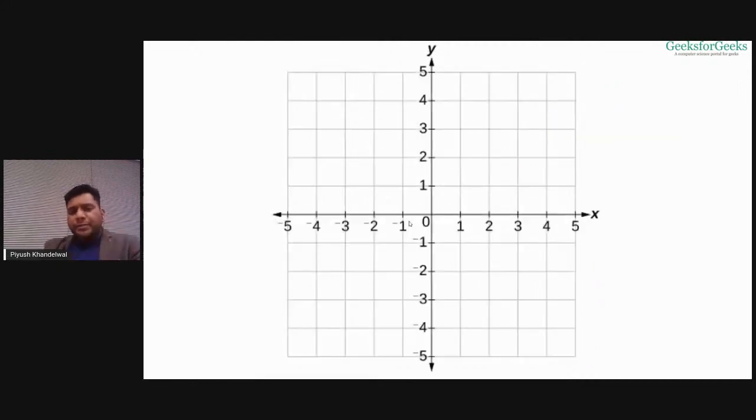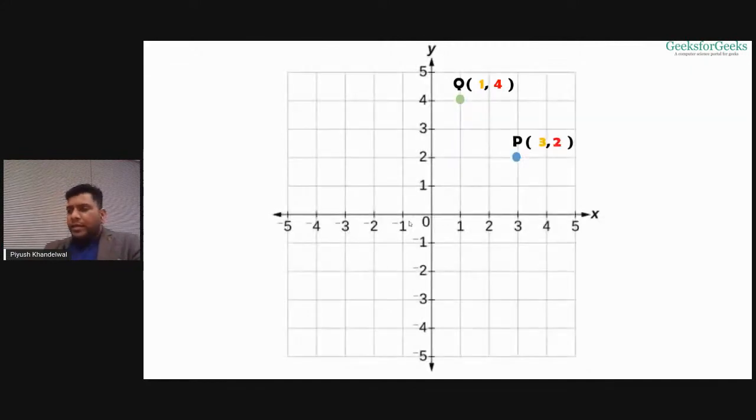Let's try for another point. Suppose we have point Q. Now, if I want to figure out its address, this point Q, I'll again drop a line from Q to the x-axis. It meets at 1, so the x coordinate is 1. Its y coordinate is 4. So Q has address 1, 4, or we can say Q's address can be determined in terms of x coordinate and y coordinate. So Q has x coordinate 1 and y coordinate 4.